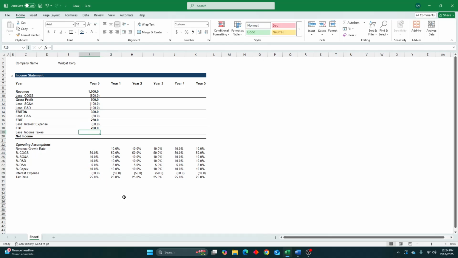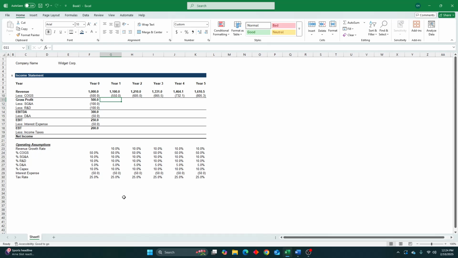Okay, now that we have our base historical year outline, we can start projecting things forward. So we'll start with our year one. To project out the revenue, you'll do the previous period times 1 plus your revenue growth rate. Then I'm going to select this forward and paste it. For our COGS, it's going to be a percentage of our revenue. So I'll multiply out our COGS as a percentage of revenue. That'll give us 550. I'll project that forward.